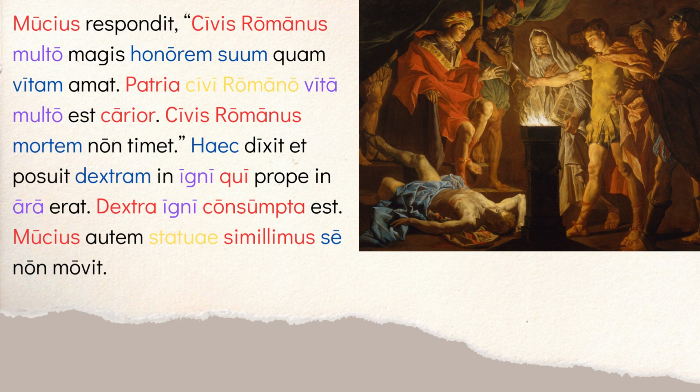Lars Porsena says, I'm going to burn you to death if you don't tell me what's going on. He's like, what do I care, right? I'm here for the fatherland. I'm here for my country. I'm not afraid of death. And he sticks his own right hand in the fire, and burns his own hand off, basically. This is the dramatic and heroic moment of Gaius Mucius, okay?